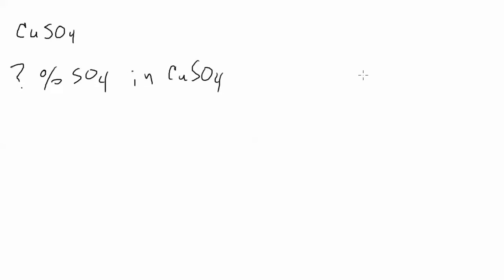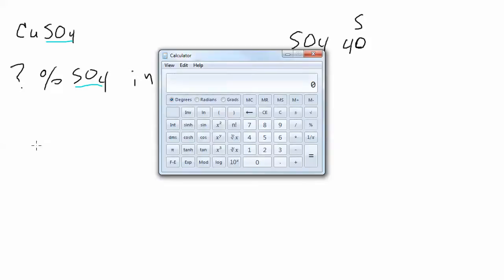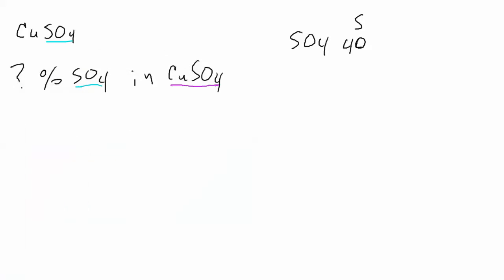All right. So we have to find the part that we're interested in, and for this problem, that part is sulfate. And then we have to find the mass of the whole thing, of all of copper sulfate. Let's start with sulfate. Sulfate is a sulfur and 4 oxygens. So I'm going to bring my calculator back really quickly. I'm going to need that in just a second.